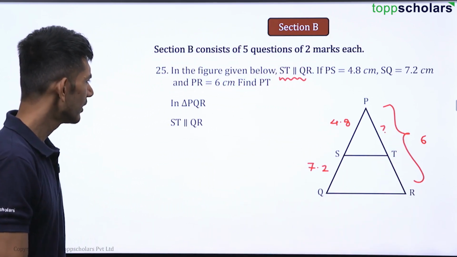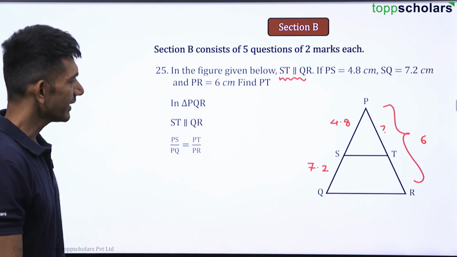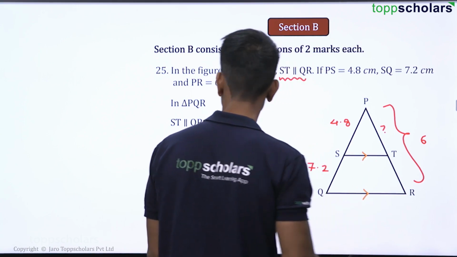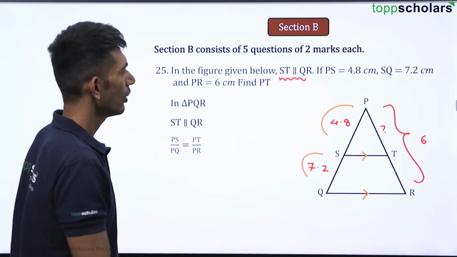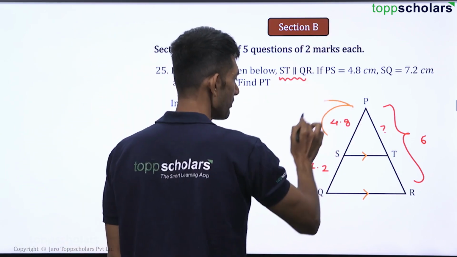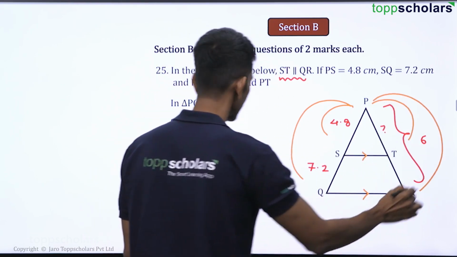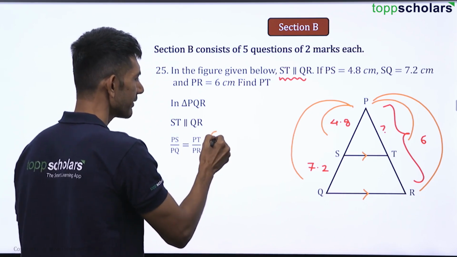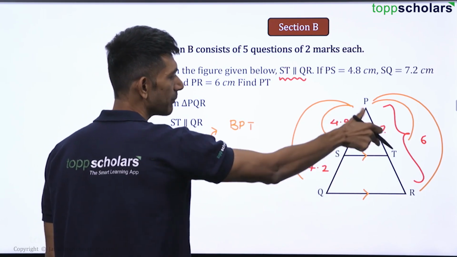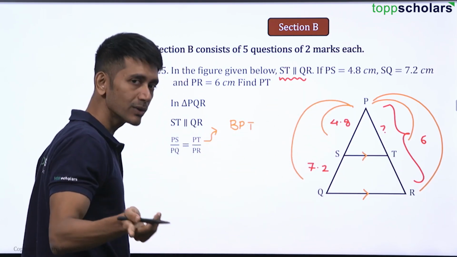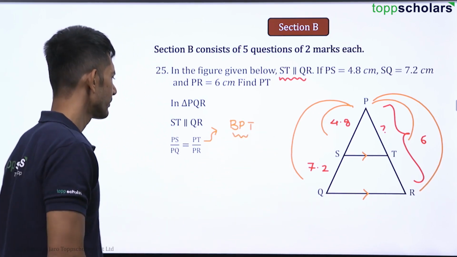Now, easy question. What we can do is, HT is parallel to QR. Understand this. Can I say HT is parallel to QR? That means PS by SQ, or you can also take by corollary PS by PQ. PS by PQ is equal to PT by PR. So this is the corollary of BPT. Basically we are using BPT, but in BPT we take PS by SQ and PT by TR. We are taking the entire PQ. We can do that. This is the corollary. But you can write down the basic proportionality theorem, that's not a problem.